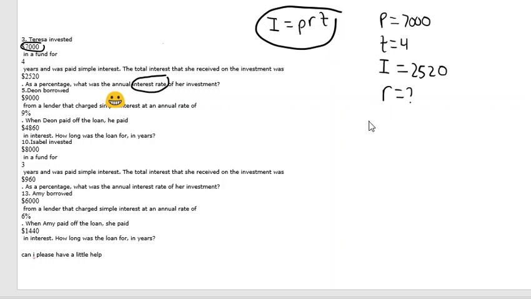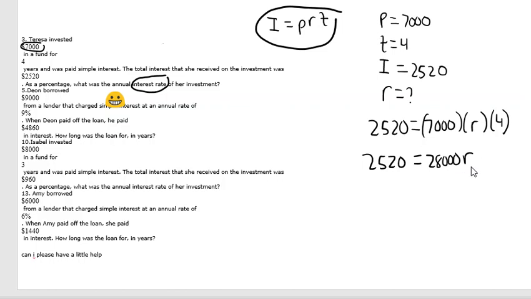So instead of the I, we're going to plug in 25.20. Instead of the P, we're going to plug in 7,000. Instead of the R, well, we don't know that. Instead of the T, we're going to plug in 4. Now we just solve this equation for the R. So 7,000 times 4, that's 28,000 times R.